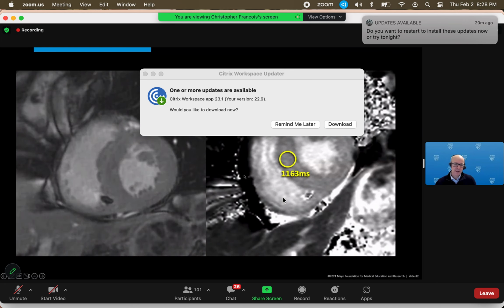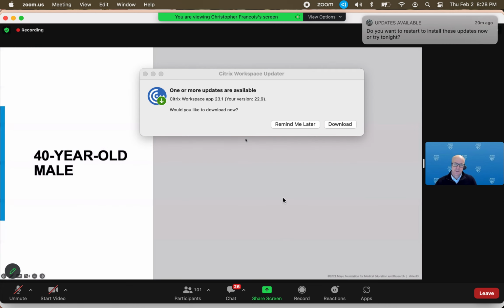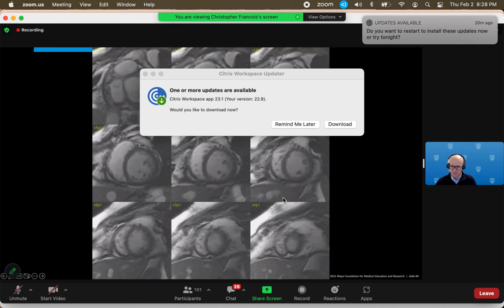This is another patient with heart failure. There is concentric left ventricular hypertrophy. The native T1 time is markedly elevated at 1,100. The normal native T1 values at 1.5 Tesla are between 900 and 1,000. Anything above 1,100 is definitely very elevated. And so this was a patient with cardiac amyloidosis.